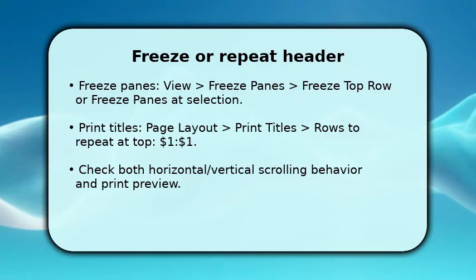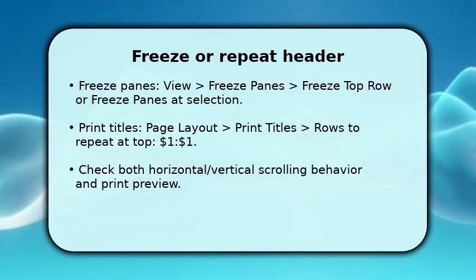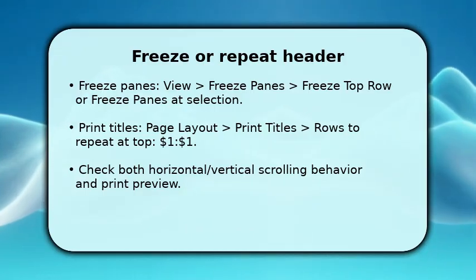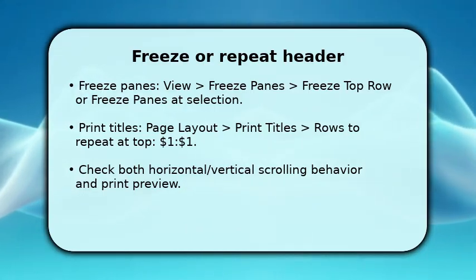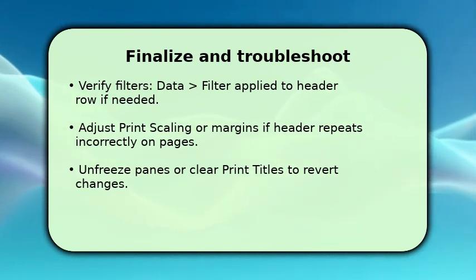Enter the header row as rows to repeat at top, for example $1:$1. This ensures the header appears on every printed page and helps you confirm layout. To finish, test your header. Scroll to confirm it stays visible and open Print Preview to verify it repeats as expected.